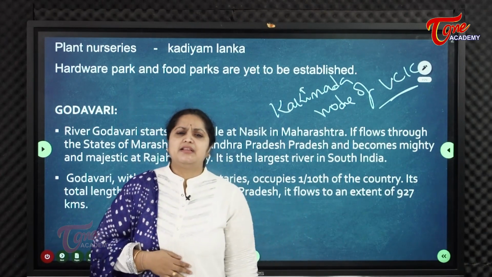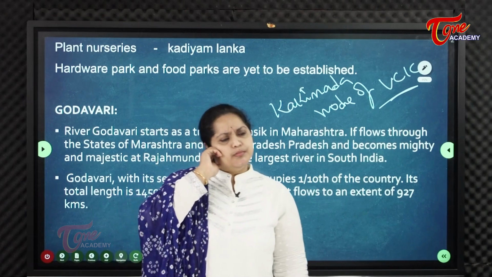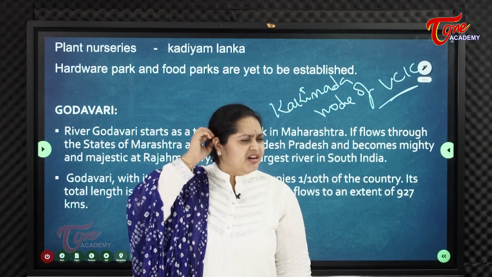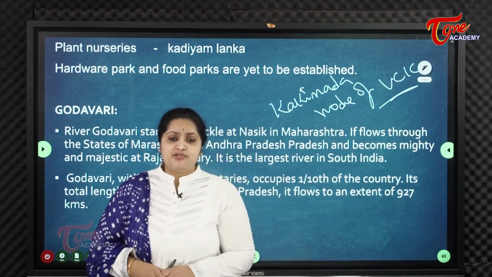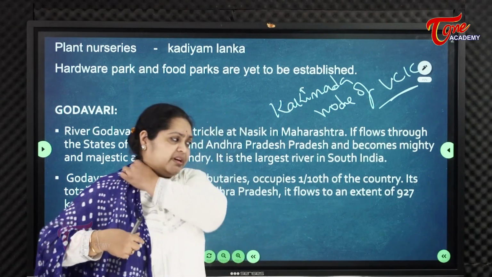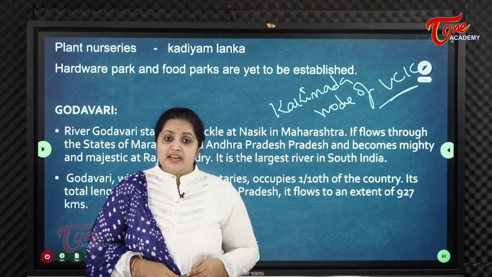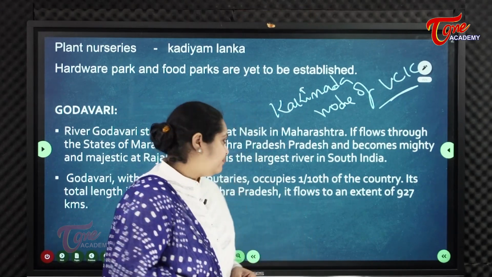Now coming to the tourist attractions or tourist destinations of East Godavari. East Godavari has so many things to visit. It is a district of scenic and natural beauty. Rajahmundry has the oldest Gautami library, the second oldest library in the state.